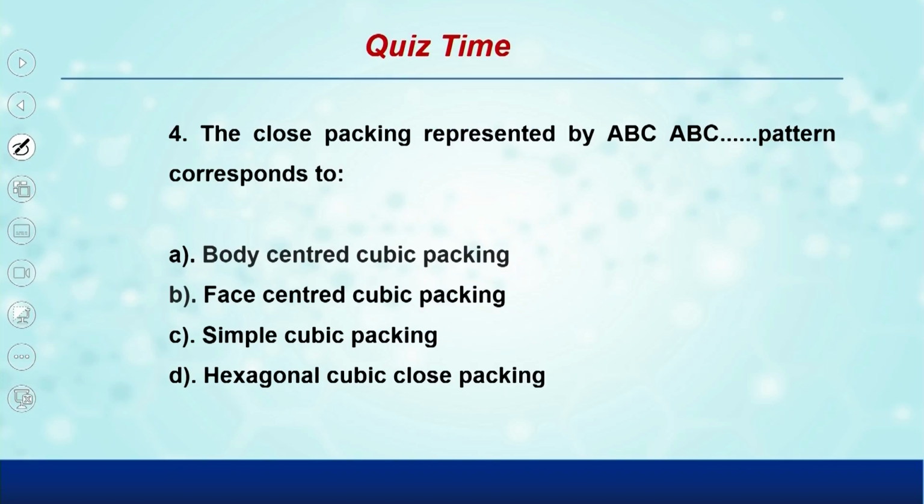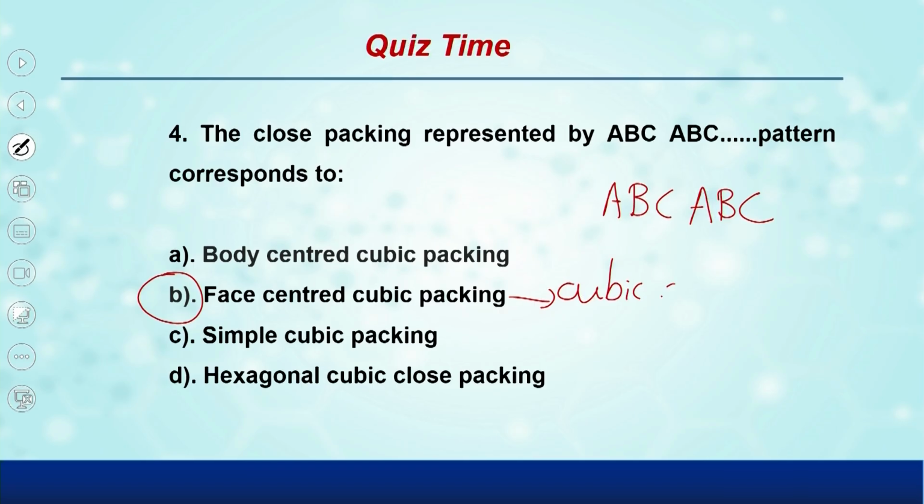Question number 4, the close packing represented by ABC pattern corresponds to. We have 4 options, and in our class we have seen that the pattern ABC refers to a face centered cubic packing, which is also known as cubic close packing, either CCP or FCC. Here it is given face centered cubic packing. So, the correct option is option B, FCC.